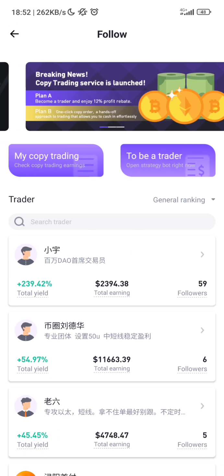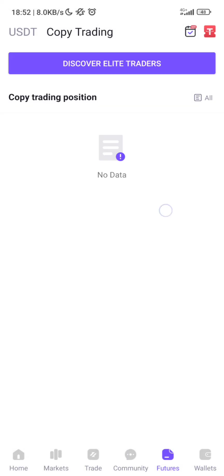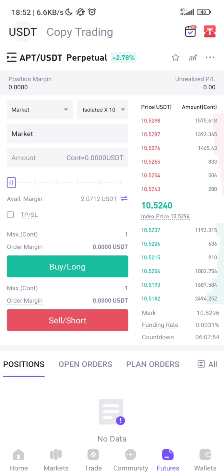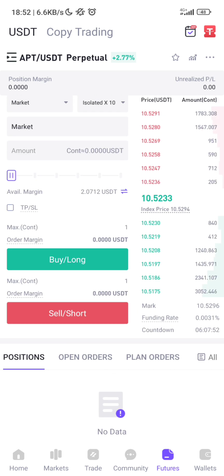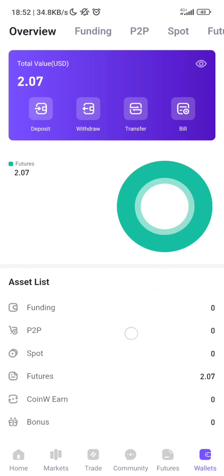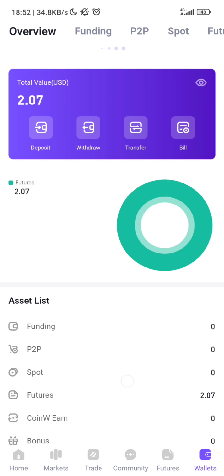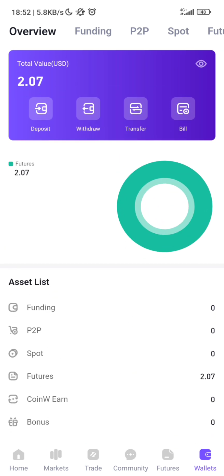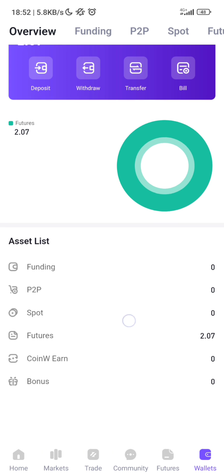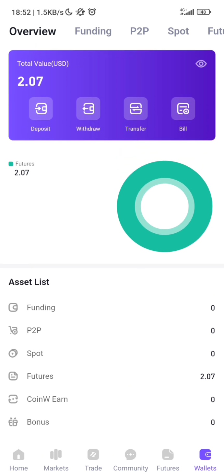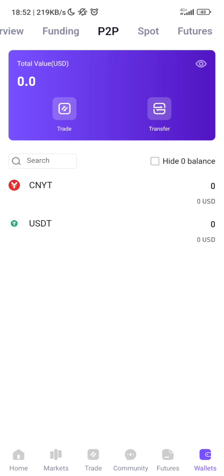So you can copy trade and you can become a trader that offers his own strategy for copying. So I said we will be coming back to the futures interface, but first let's go to the wallet. Don't know why my app is blinking this way. Sorry for that glitch. So if you are just using this app for the first time and you want to deposit, we have a list of wallets here. We have the funding wallet. This is the funding wallet. We have the P2P wallet, that's person to person.